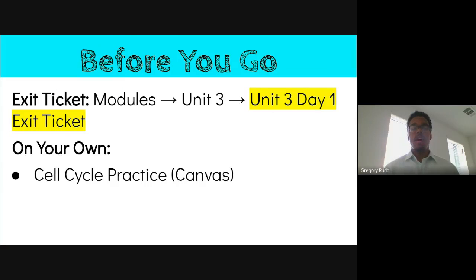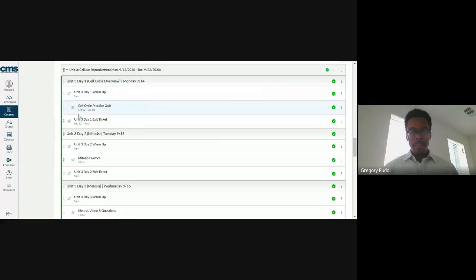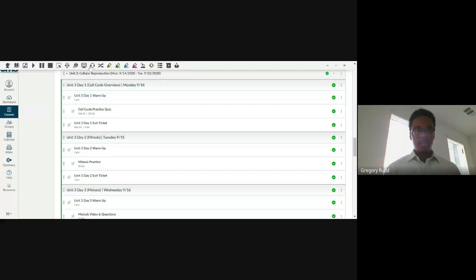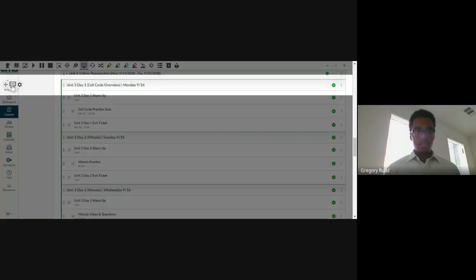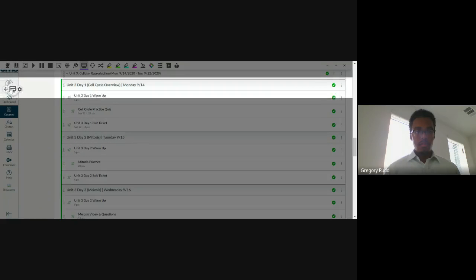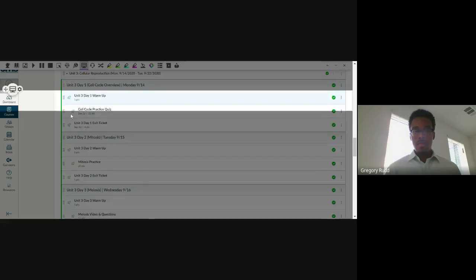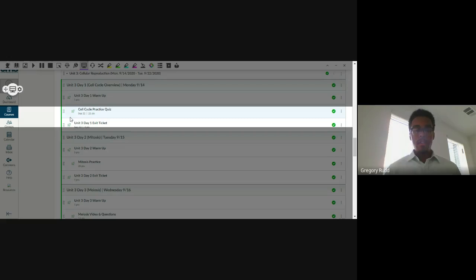Again, I'll show our Canvas. So what you should be focused on is the practice quiz and the exit ticket, which is right there in the normal module, the Unit 3 module. So this is what we're focused on right here, those 2 assignments.